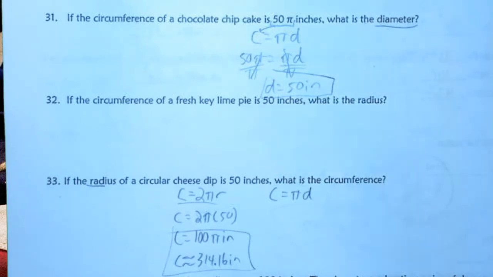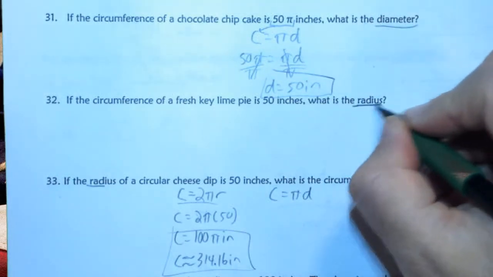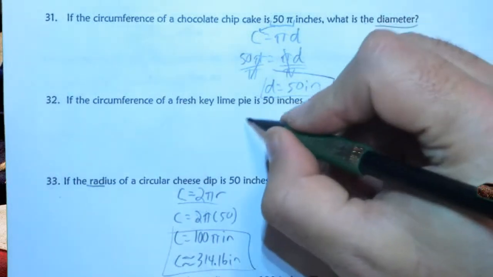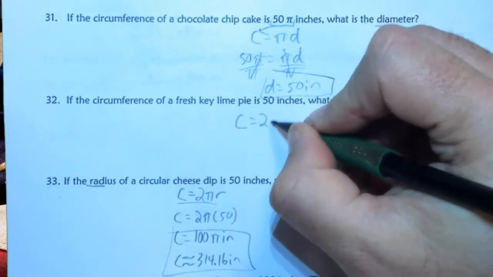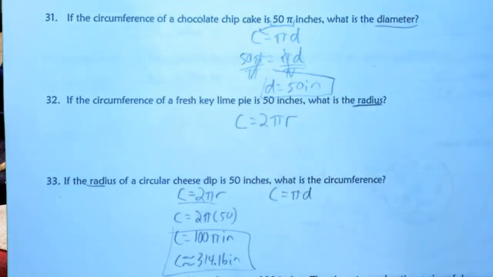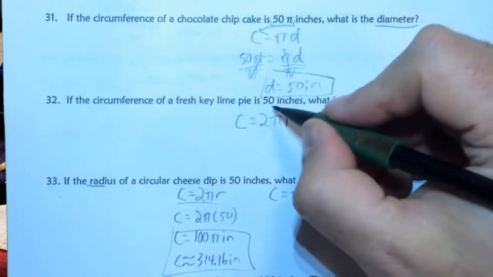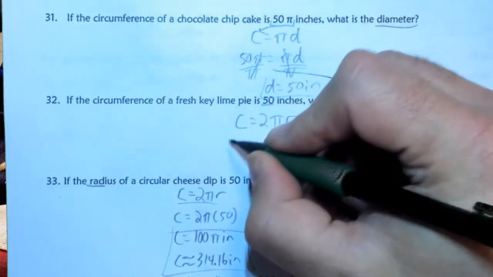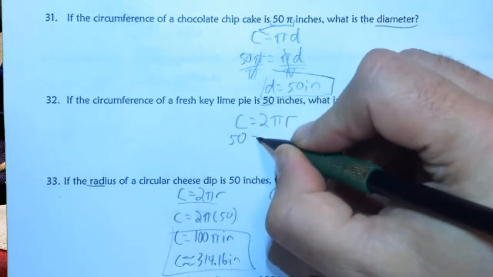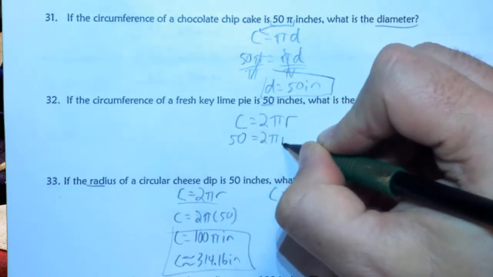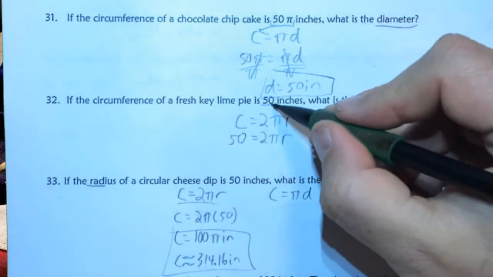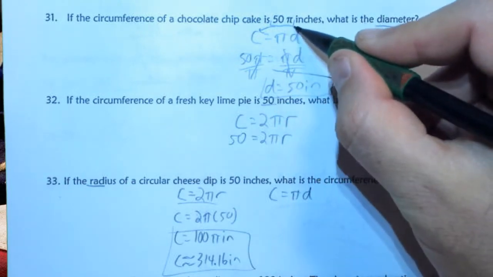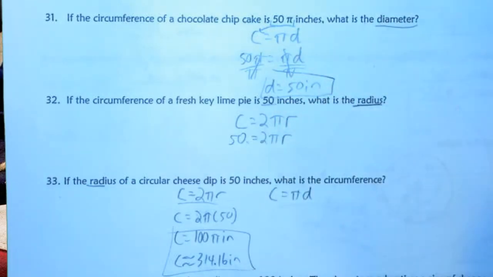Now, for number 32, it's virtually the same thing, except now I'm using my radius formula. So it's circumference equals 2 times pi times radius. So it says that the circumference is 50 inches. So we're putting 50 equals 2 times pi times r. Notice this one does not have a pi on it, whereas this one did. That's why there's no pi here.